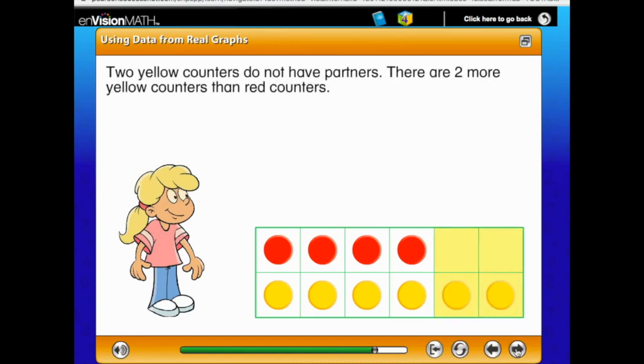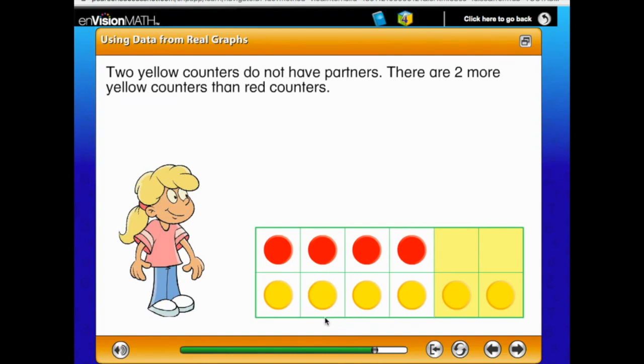2 yellow counters do not have partners. There are 2 more yellow counters than red counters. So putting all of your counters in a graph like this helps you to understand the information that you have. Now you can compare the red counters to the yellow counters, or vice versa.